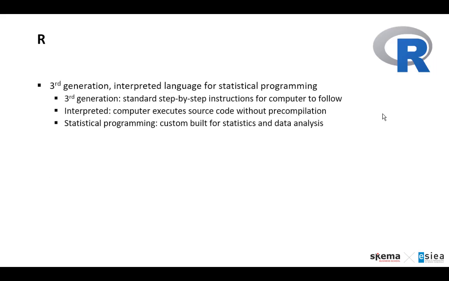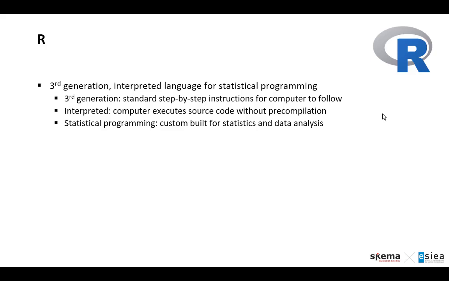So R is a third generation interpreted language for statistical programming. Third generation, again, means it's written in a way that it can do anything the programmer wants to tell it to do. They can tell the computer to do it step by step. Interpreted means it's executed line by line without having to compile an entire program at a time. So it's very easy to work with interactively.